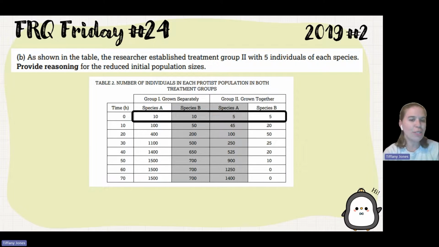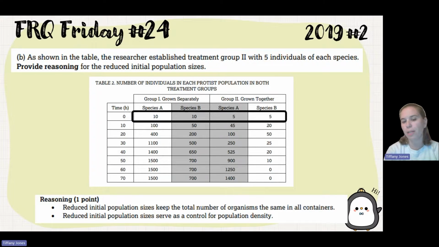Part B. As shown in the table, researchers established treatment group 2 with 5 individuals of each species. Provide reasoning for reducing the initial population sizes. So we can see here that in group 1, we had 10. And over here, when we looked at the separate container, we also had 10. So our third container, which may have both species A and B, we still wanted to have 10, so that we can have that control, that consistency of the same starting amount of individuals.